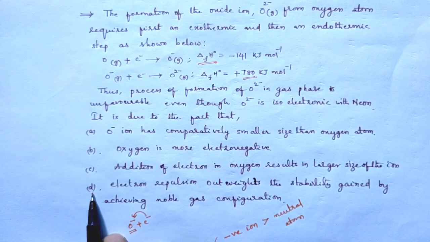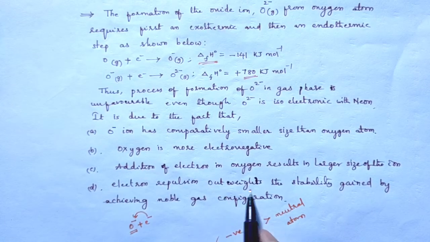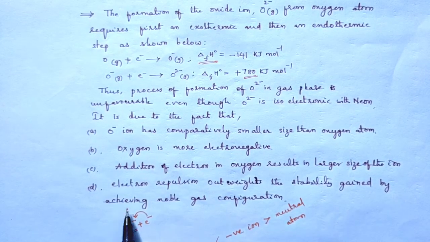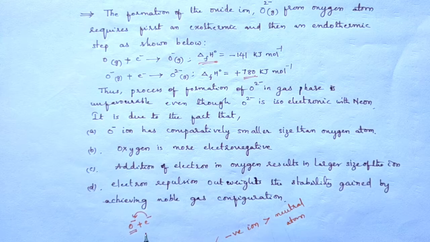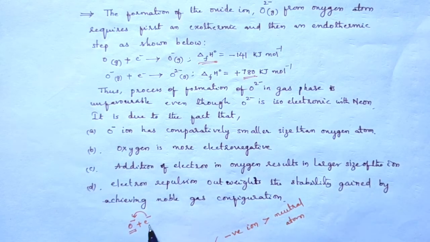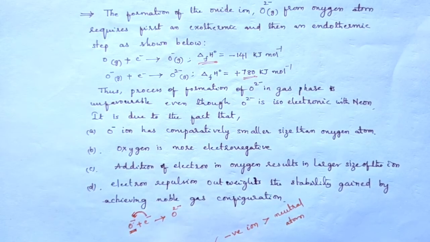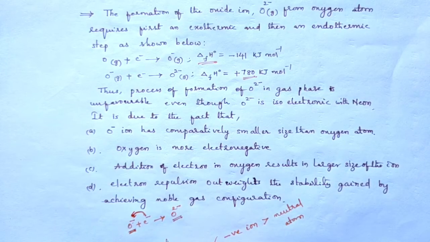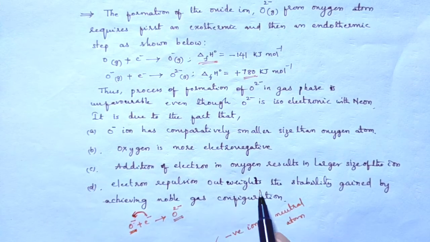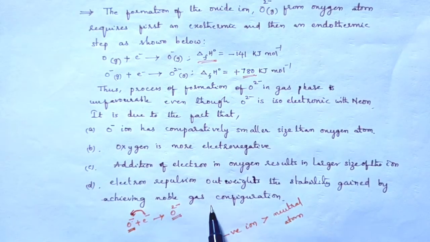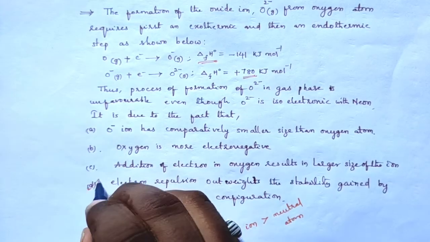Let us discuss the fourth one. Electron repulsion outweighs the stability gained by achieving noble gas electronic configuration. So here when we add an electron to this O minus to form O2 minus, there are already large inter-electronic repulsions existing in this O minus ion. If we add one more extra electron, there will be more repulsions, which makes this O2 minus formation unfavorable. That's why electron repulsion outweighs the stability gained by achieving noble gas configuration will be the correct option.